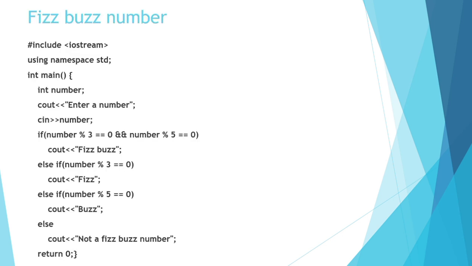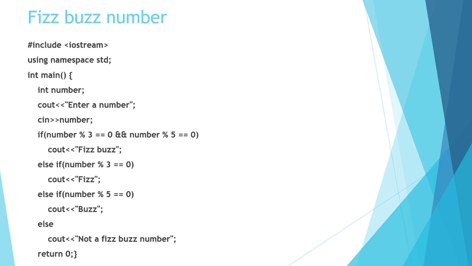After that we have a program to check for a fizzbuzz number. This C++ program implements the fizzbuzz logic, which is commonly used as a coding exercise. It takes an integer input from the user and checks its divisibility by 3 and 5 using conditional statements. The program first declares an integer variable number and prompts the user to enter a value using cin.